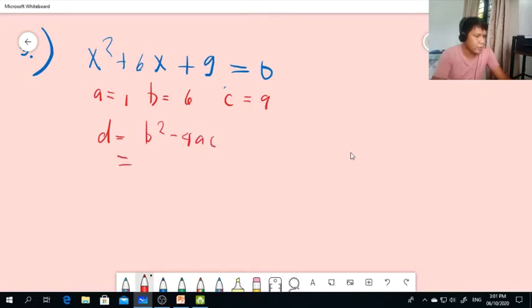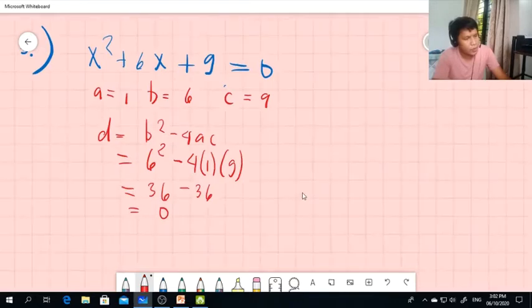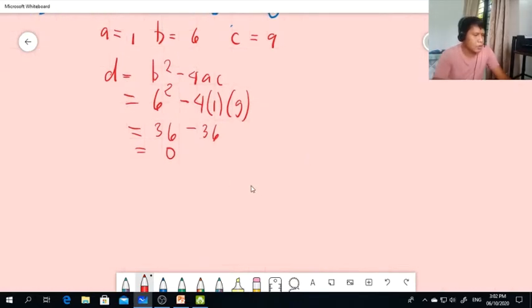Now, there's a need for you to substitute the values. So you have your 6 raised to the second power, because the value of b is 6, minus 4 times 1 times 9. Then, again, simplify this. You have 36 minus 36. And you notice that your d here is 0, because 36 minus 36 is 0.